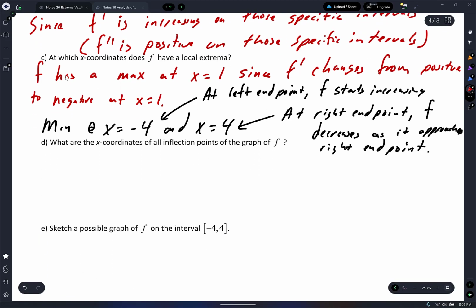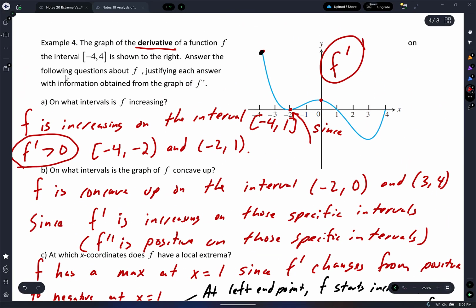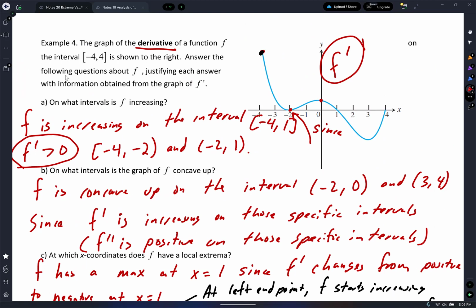Check it out. What are the x coordinates of all inflection points on the graph of f? Inflection points are where concavity changes signs. So where does concavity change signs? Whenever f prime changes from increasing to decreasing, or vice versa. So where do I change on f prime? At 0, but there's one before that. Negative 2, 0, and where else? There's one more. And 3.